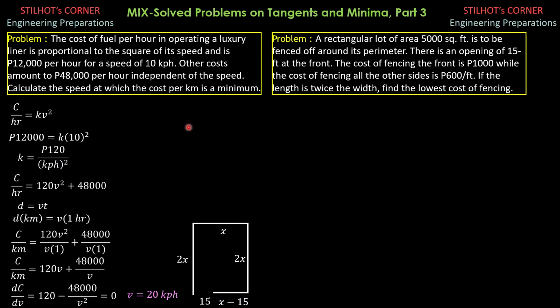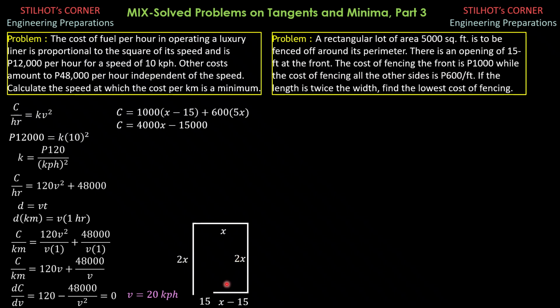So first, the cost function is equal to 1,000 times x minus 15 plus 600 times the total perimeter, which is 5x. So 1,000 times x minus 15 plus 600 times 5x. Simplifying, the cost is 4,000x minus 15,000. So as I said, this cannot be solved by applying calculus, but we can solve this by common sense.